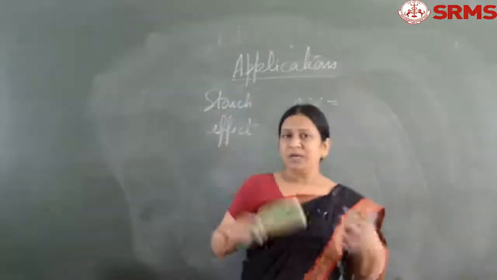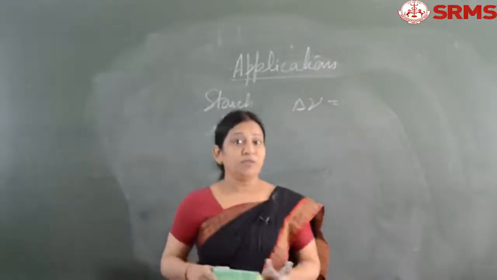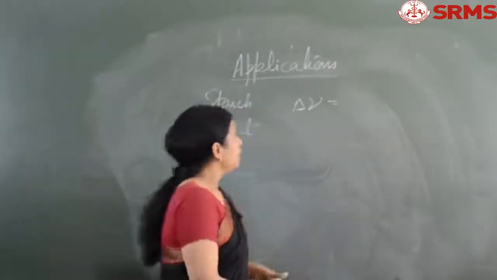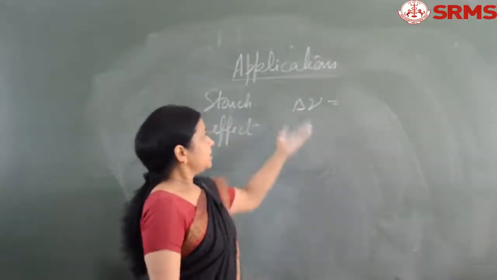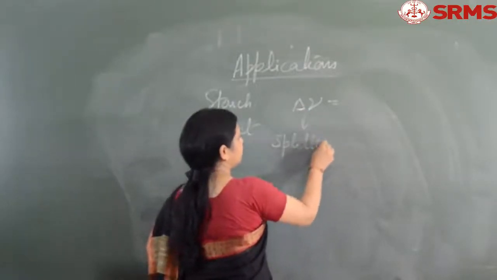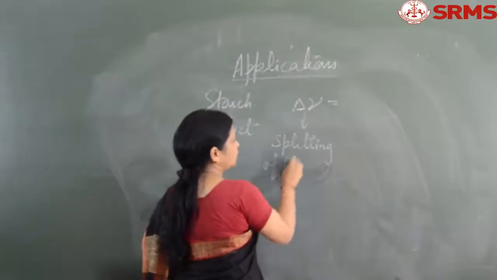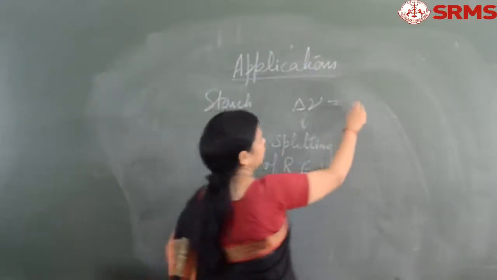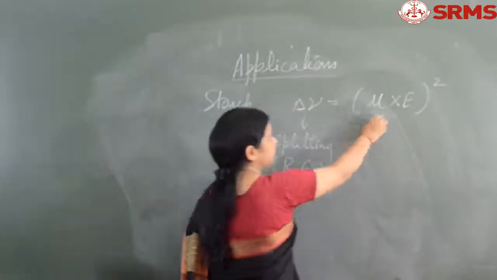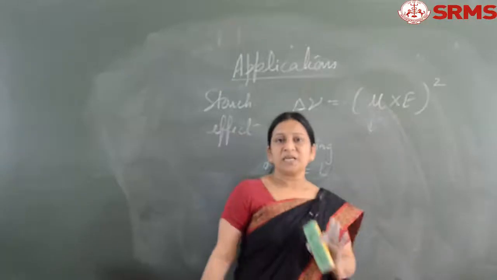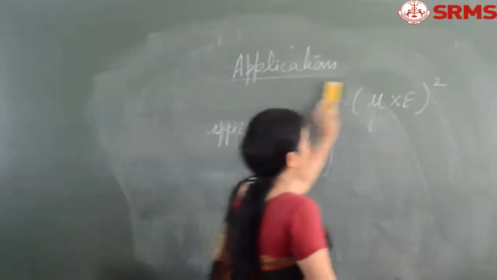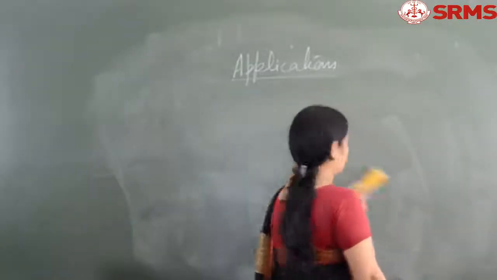If the splitting takes place in the presence of a magnetic field, that is known as the Zeeman effect. You must have read it in 11th or 12th. So this is the Stark effect. This is splitting of rotational energy levels, which is given by mu into E whole square. Mu is the reduced mass and E is the external field which is applied. So these are certain applications of rotational spectra.